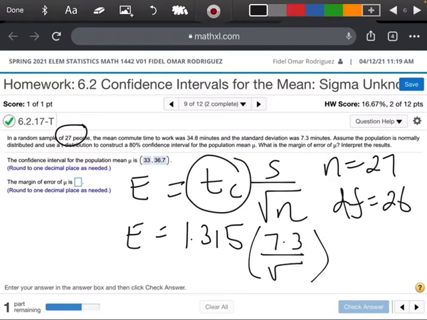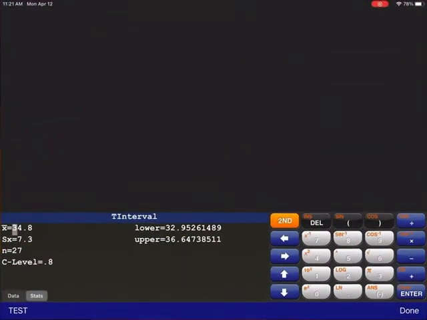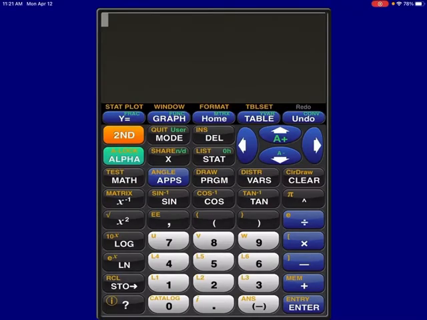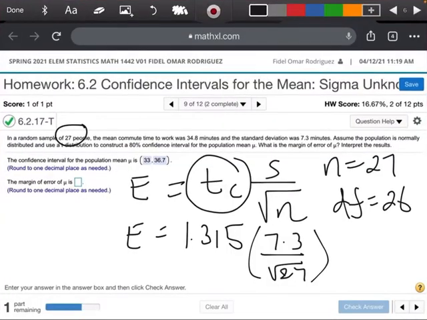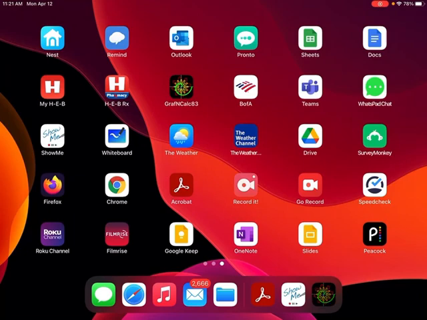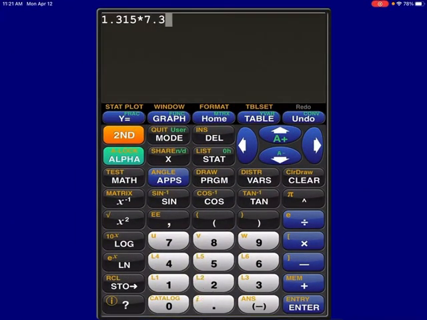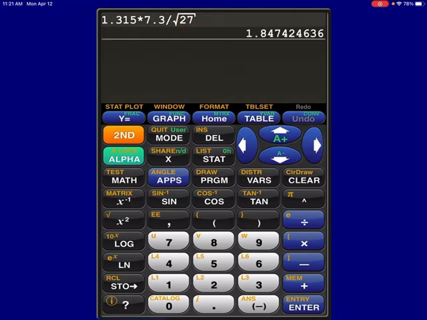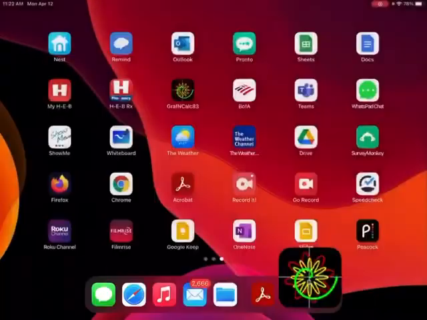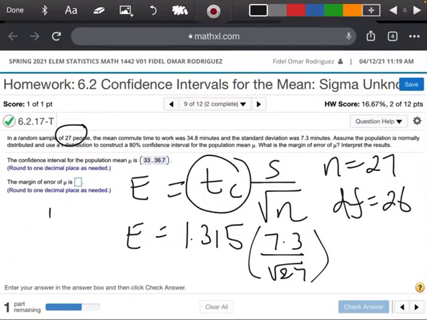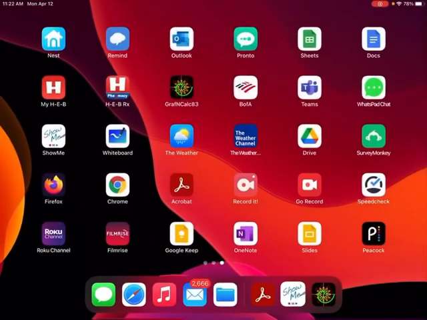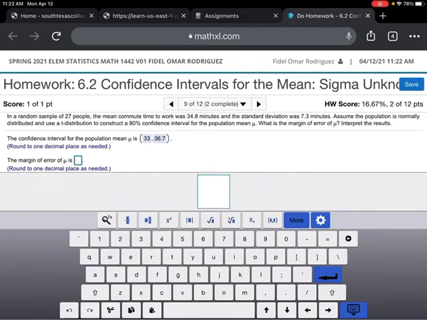Okay, so let's do that on our calculator. 1.315 times 7.3 divided by the square root of 27. Okay, and I'm coming up with 1.85. So 1.85, it's telling me to go to 1 decimal place, so I'm going to use 1.9. Okay, so let's do that. Right here, type in 1.9, hit enter, there we go.